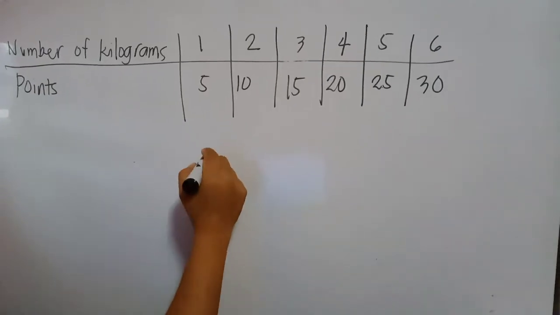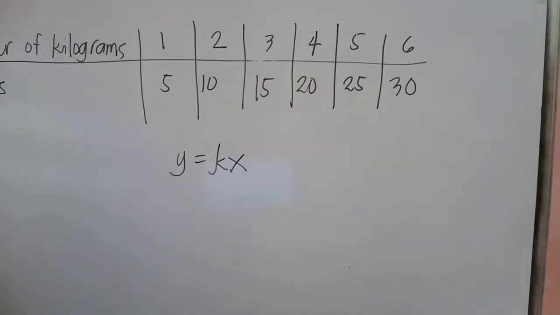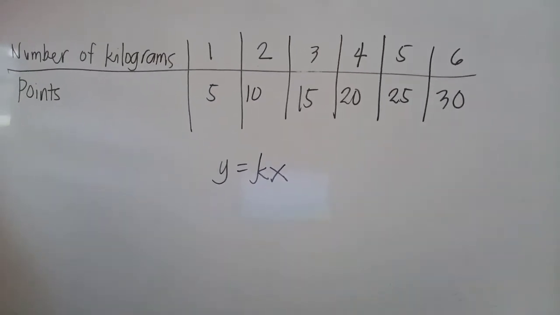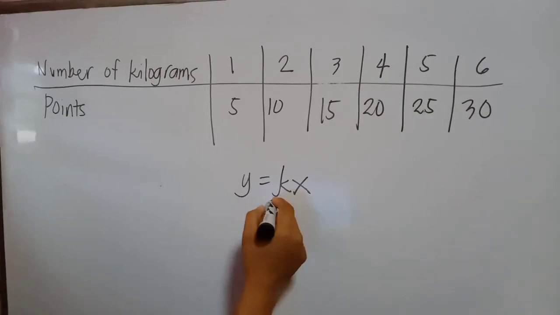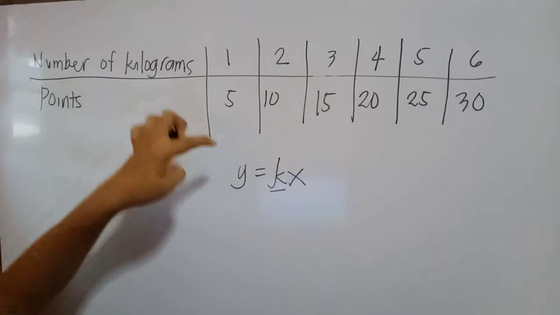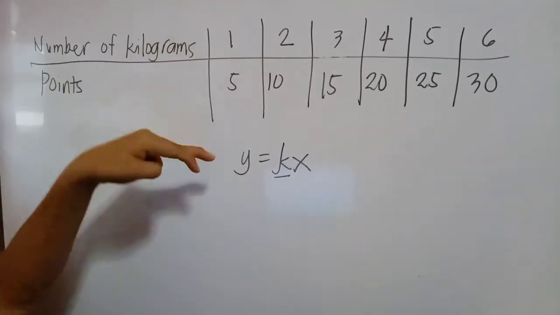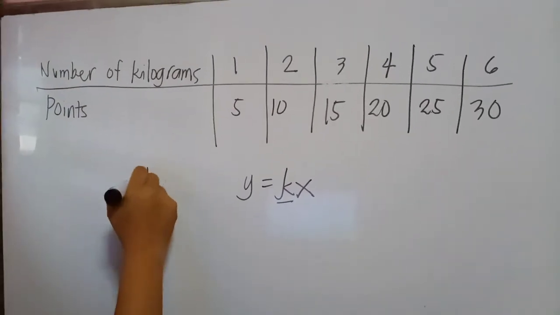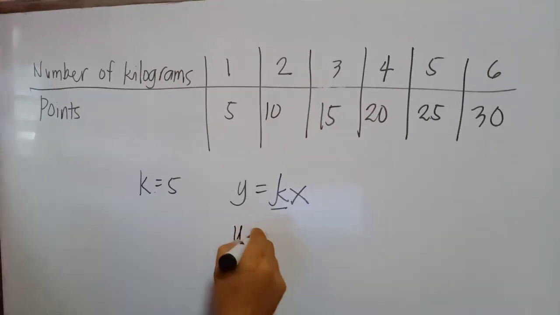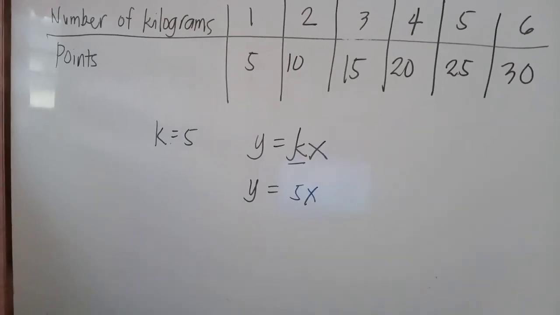A direct variation has the mathematical statement y equals kx, and earlier we solved for k by getting the ratio, the constant. k is the constant of variation, and by getting the ratio we get k equals 5. Therefore, our mathematical statement for this problem will be y equals 5x.